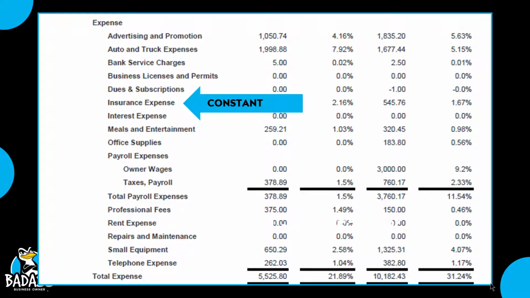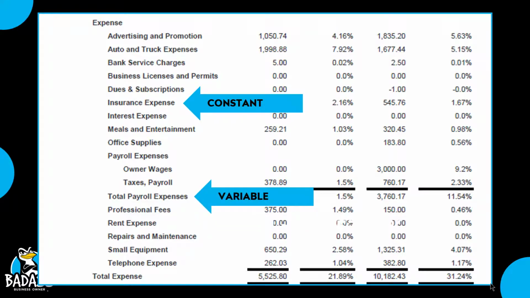Now, there's two types of expenses that you have. There are ones that are called consistent. They're the same month to month to month, whether you have a great month in sales or a crappy month in sales. And those are constant expenses. And those typically tend to be more consistent. Insurance is a great example of that. It tends to stay the same because it's spread out over the time frame.